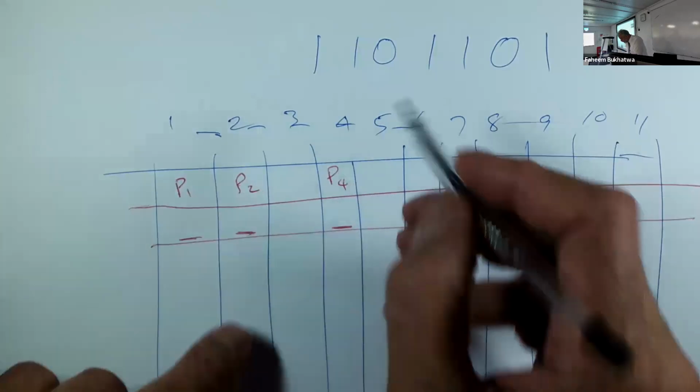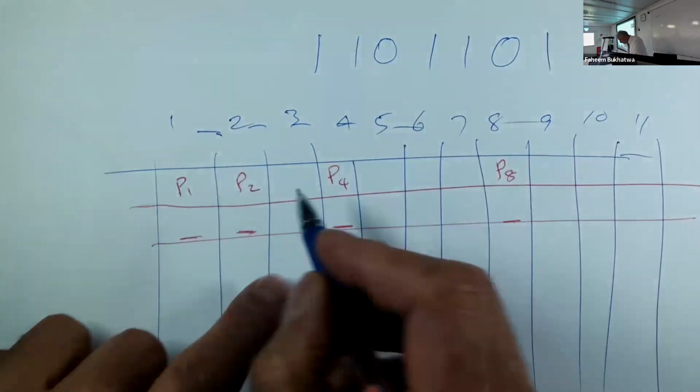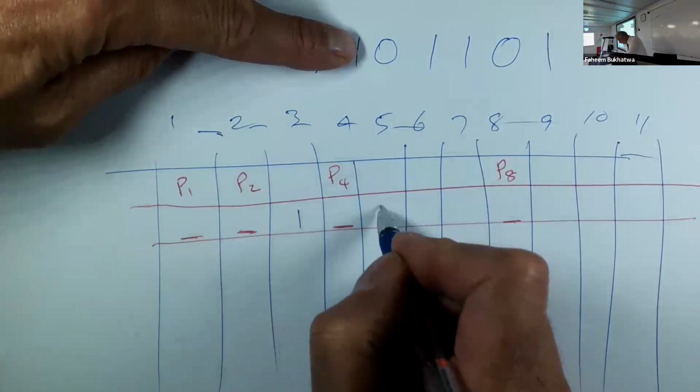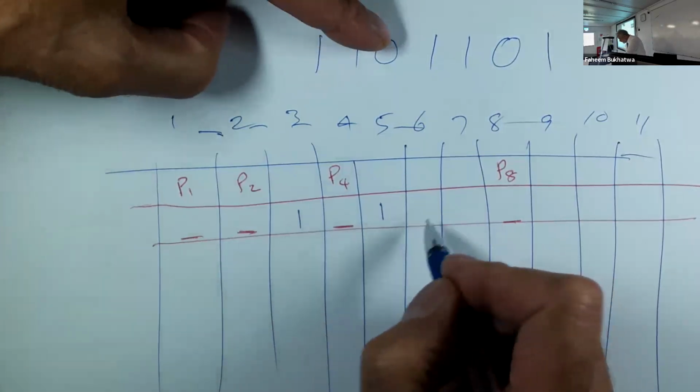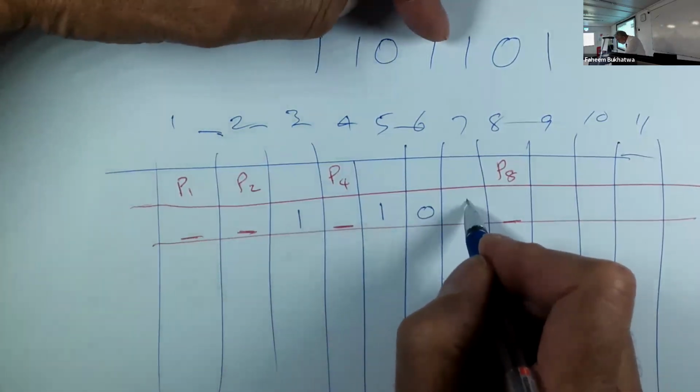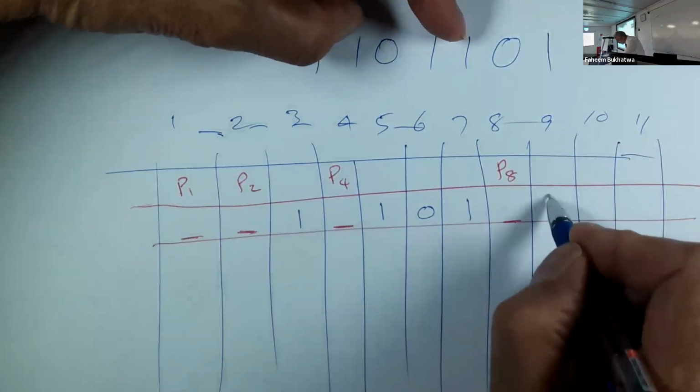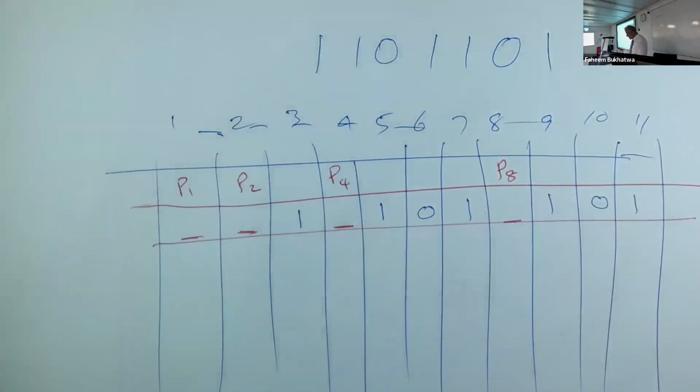So the data is going to go there. That's 1, 0, 1, put nothing here, 1, 0, 1. So that's how my frame is going to go. All the data is put there. Parity 1, 2, 4, and 8 are reserved for the parity bits.